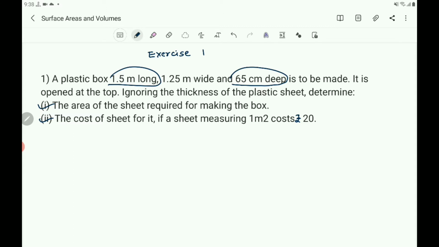Now here, what is the shape of the box? As length, breadth and height are different, it is a cuboidal box. This box has the shape of a cuboid. So you take the solution here. Solution.